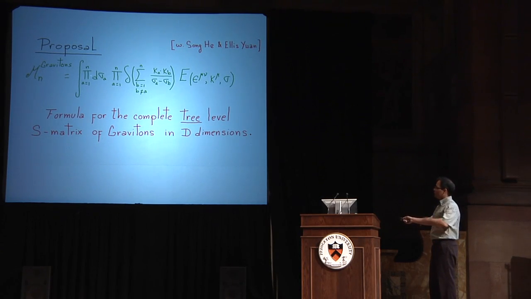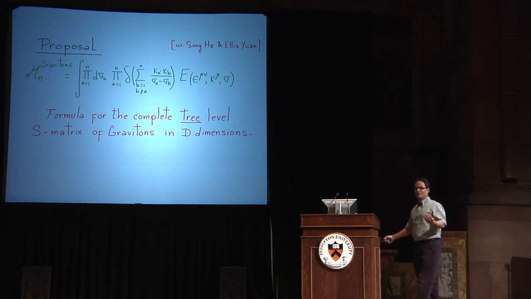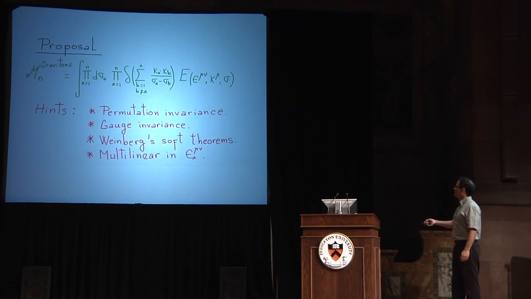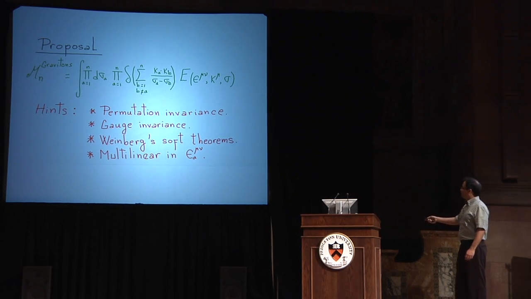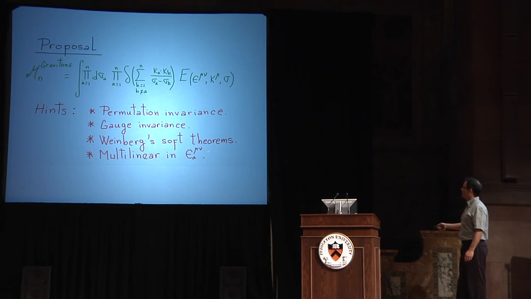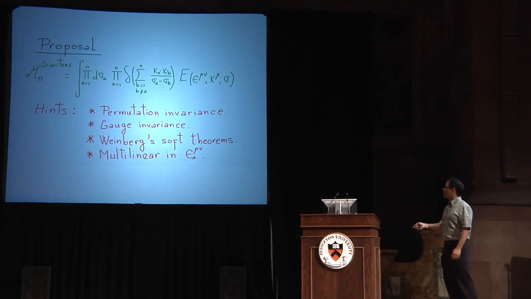So it's a formula where you integrate over the whole moduli space on the support of the scattering equations, and all you have to do is to find the integrand. That's the job. Of course, if you believe that such a thing exists, then it's not difficult to find it. The constraints, or the hints we had, were permutation invariance, gauge invariance, Weinberg soft theorems had to be satisfied, and it had to be multilinear in the polarization tensors.